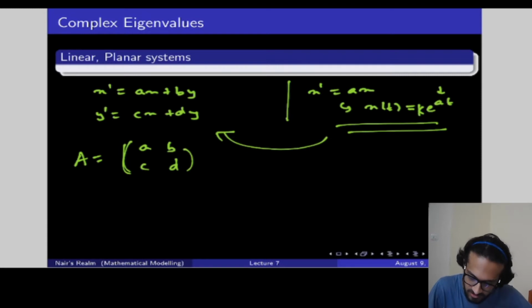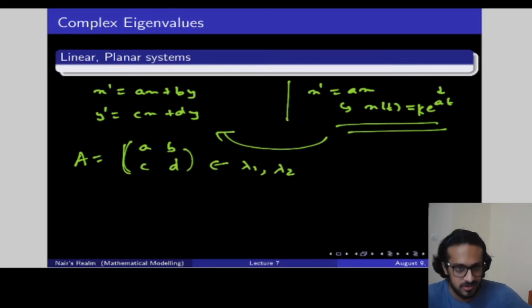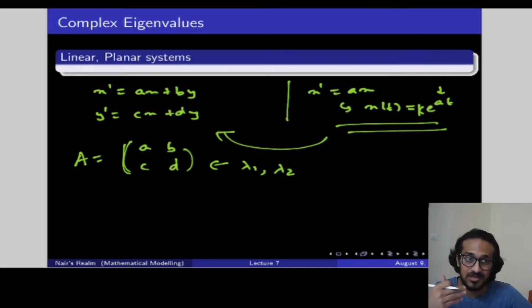And we said we find the eigenvalues lambda 1 comma lambda 2 of this matrix, which is nothing but what shows up in the solution of the system of equations as lambda 1 and lambda 2 in the argument of the exponential function. And then we discussed that there are multiple cases possible, right? We discussed that lambda 1 and lambda 2 could be both real values, or they could both be complex, or they could both be equal.